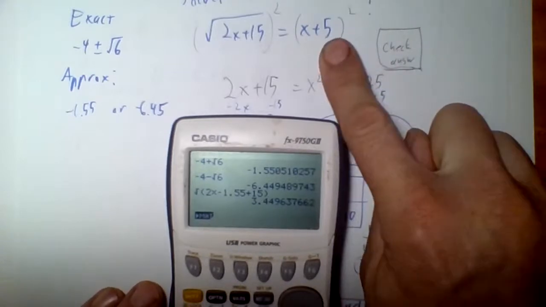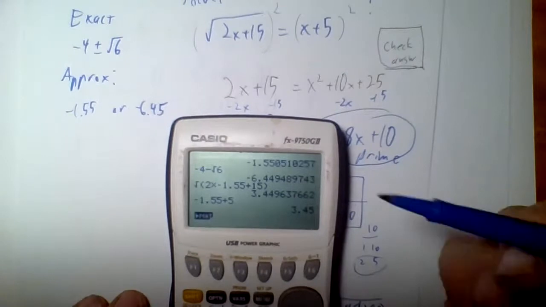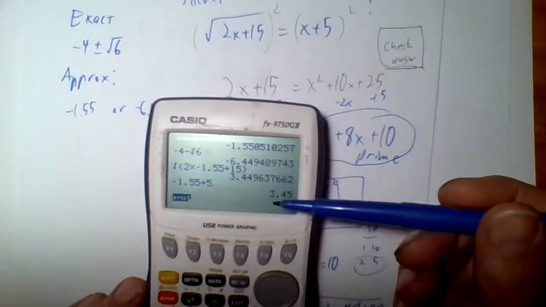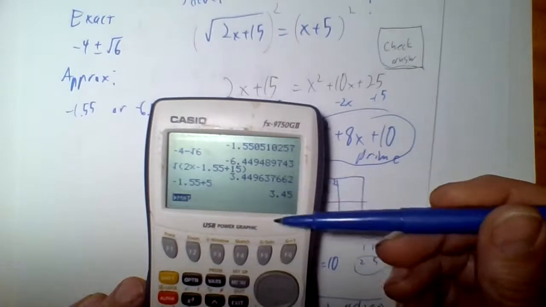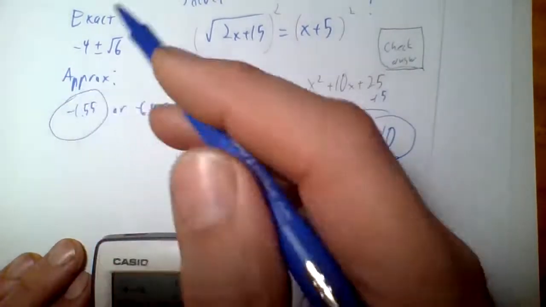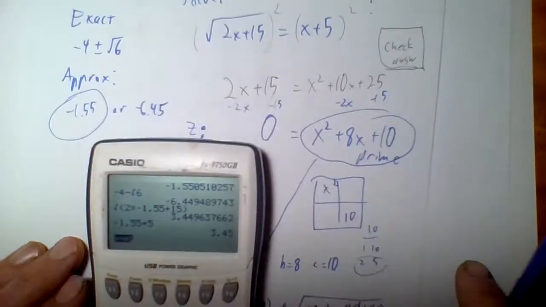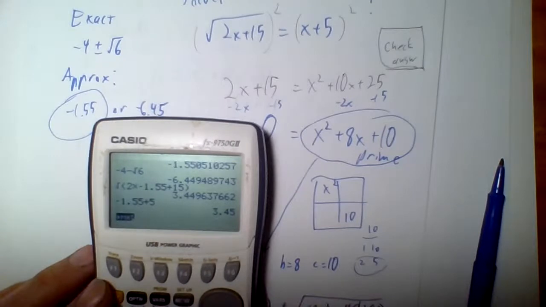And the other side of the equation was x plus 5. So negative 1.55 plus 5. Hey, that matches. It doesn't match perfectly, but they're approximately the same, 3.45. So that really is a solution. The negative 1.55 works. The other one, well, I'm going to see what happens with the other one. So I'm going to do that calculation process again.